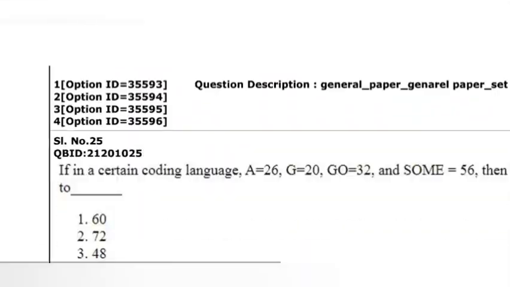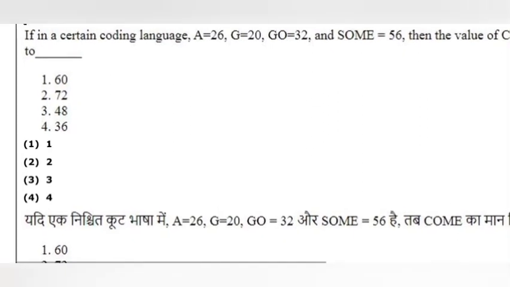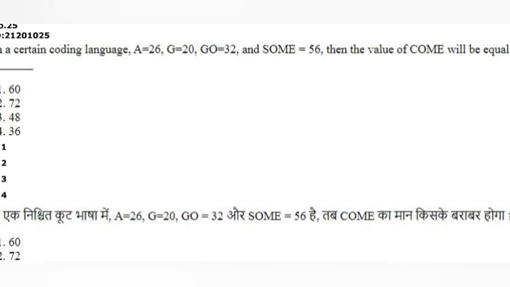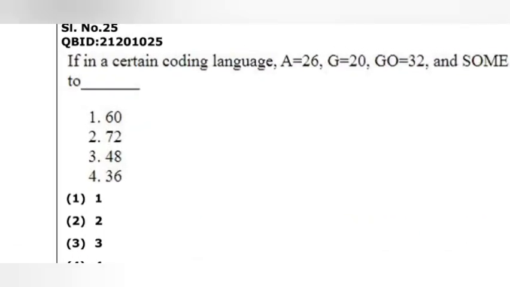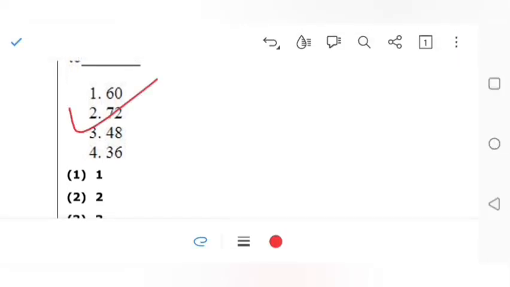Next is our question. If in a certain coding language A26, G20, G32 sum 56, then the value of cum will be equal to what? The options are 60, 72, 40, 48, 36. It will be number 2, that is 72.